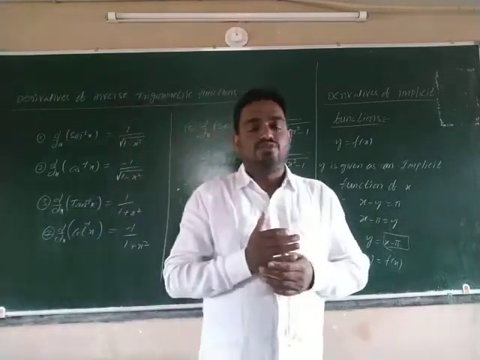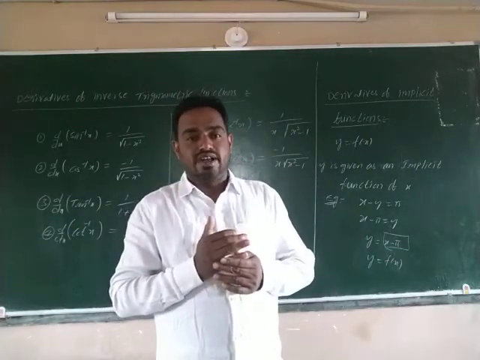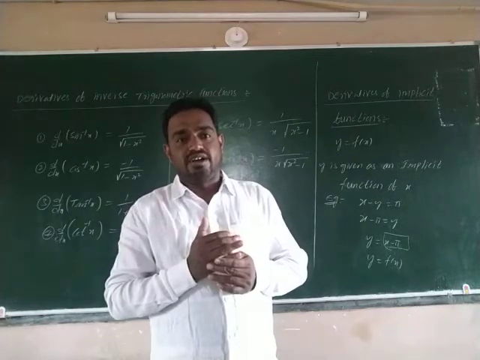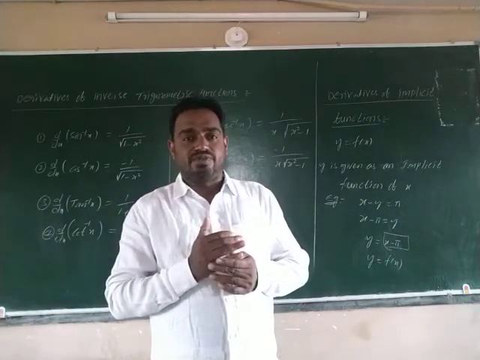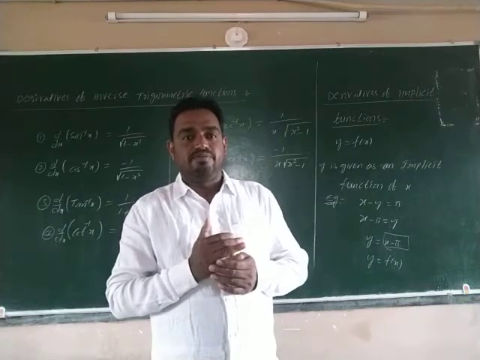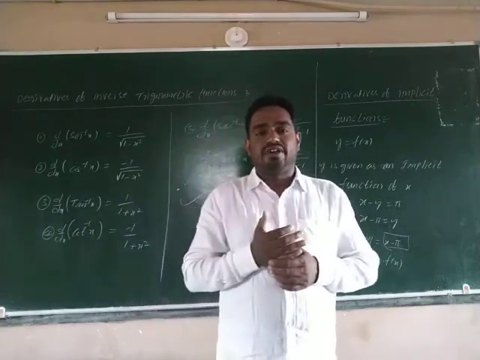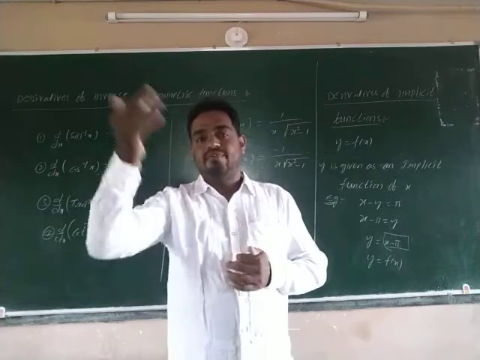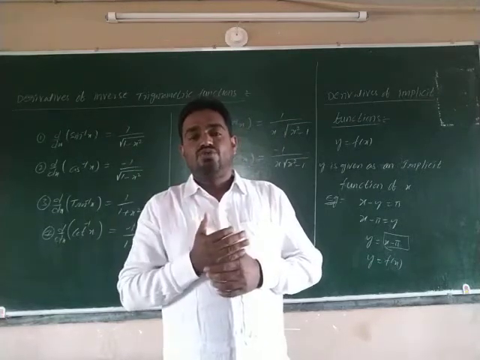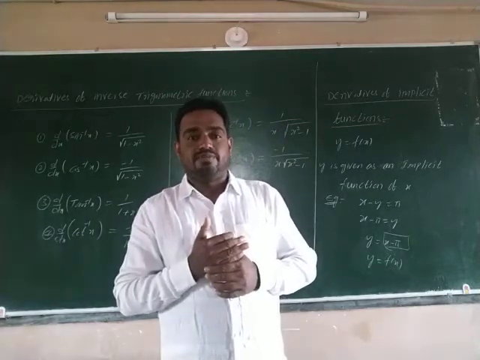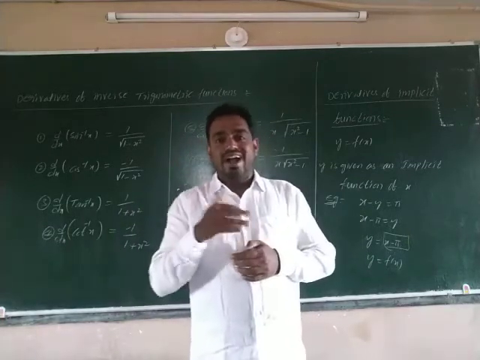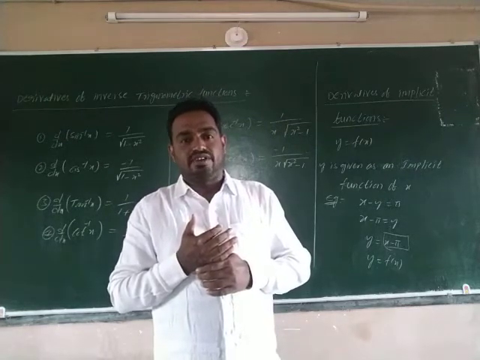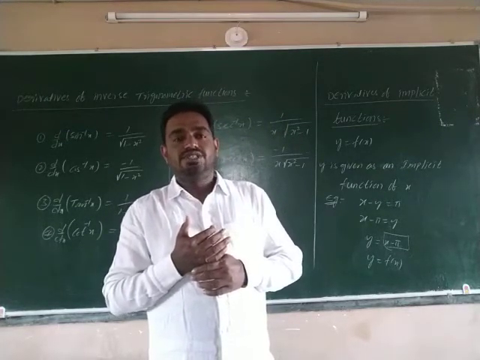Sin 2 theta is equal to 2 sin theta cos theta. Cos 2 theta formula: cos square theta minus sin square theta, or 2 cos square theta minus 1, or 1 minus 2 sin square theta. Otherwise, if you write in tan functions, what you get? Cos 2 theta is 1 minus tan square theta by 1 plus tan square theta. Sin 2 theta in tan functions is 2 tan theta by 1 plus tan square theta. Next, tan 2 theta formula is 2 tan theta by 1 minus tan square theta. So you remember these formulas.